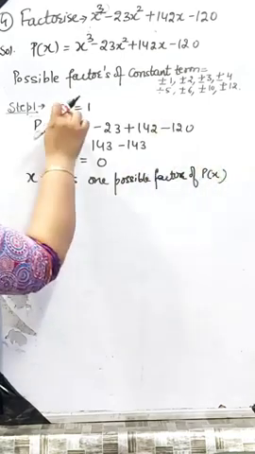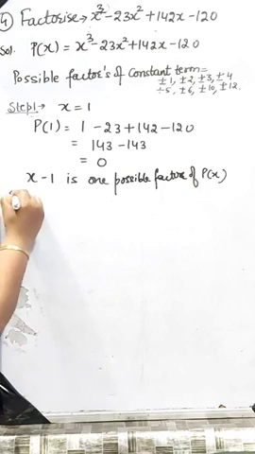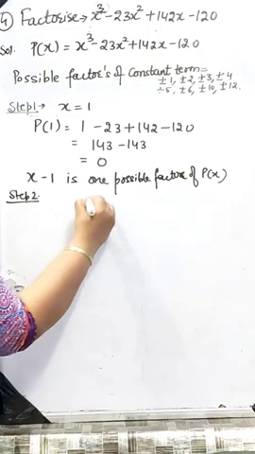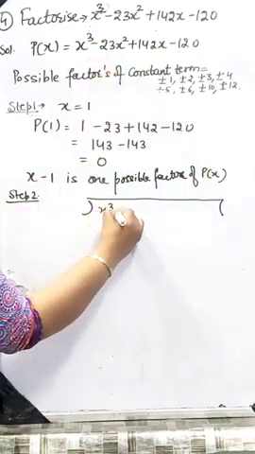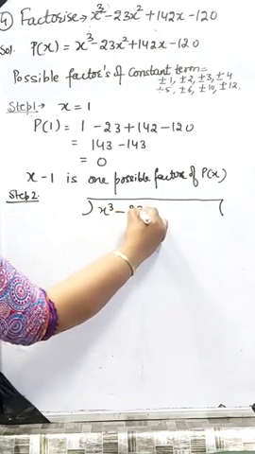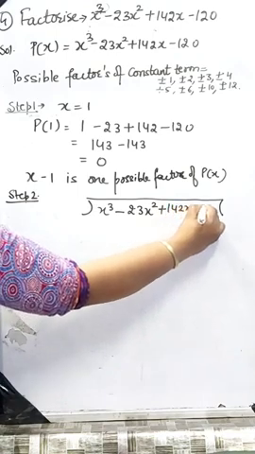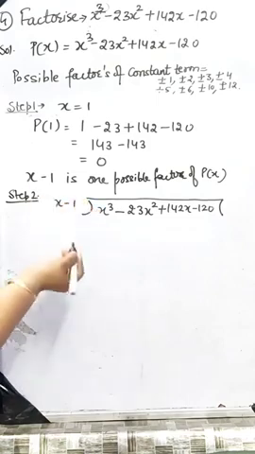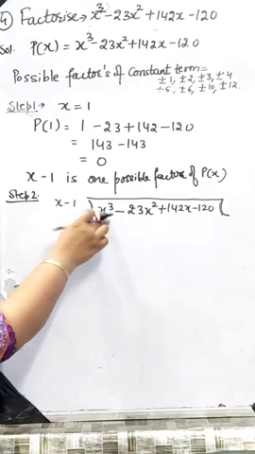Therefore, in step 1, we found one factor of p of x. After that, in step 2, we have to divide the given polynomial by this factor to find the other two factors by doing long division. And we know the rules of long division.